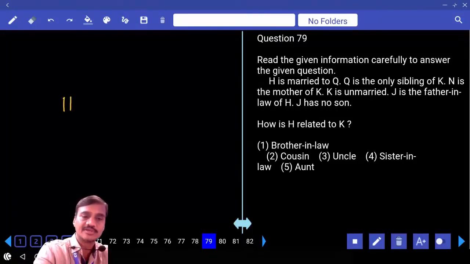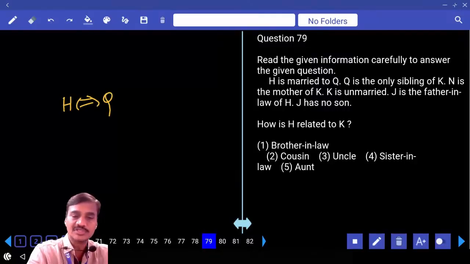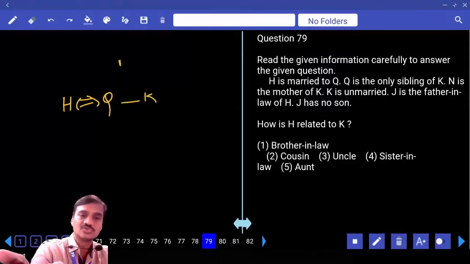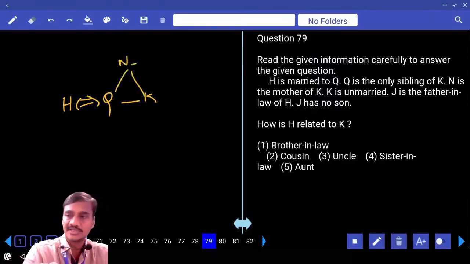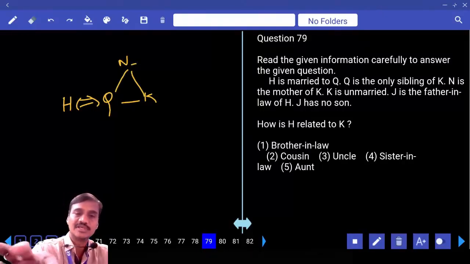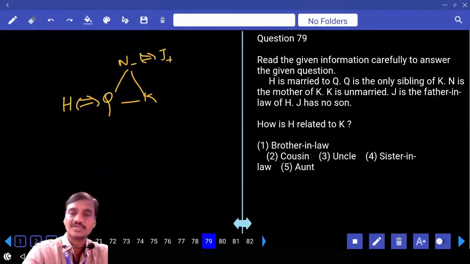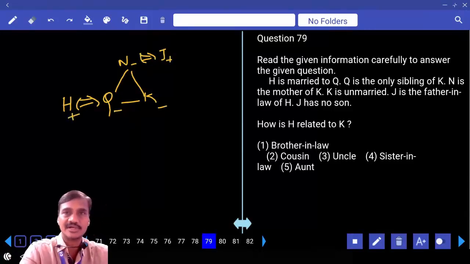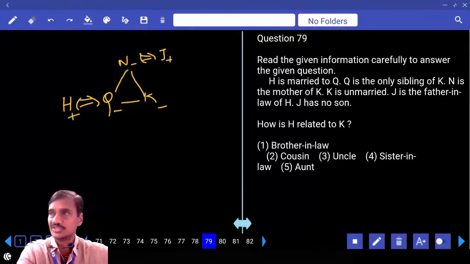Say H is married to Q. H and Q are married to each other. And Q is the only sibling of K. Q and K are siblings to each other. N is the mother of these two persons, Q and K. And K is unmarried. And J is the father-in-law of H. Now J is the father-in-law of H means N and J are the parents. J has no son, hence Q and K are the daughters, and these two are females, H is a male.